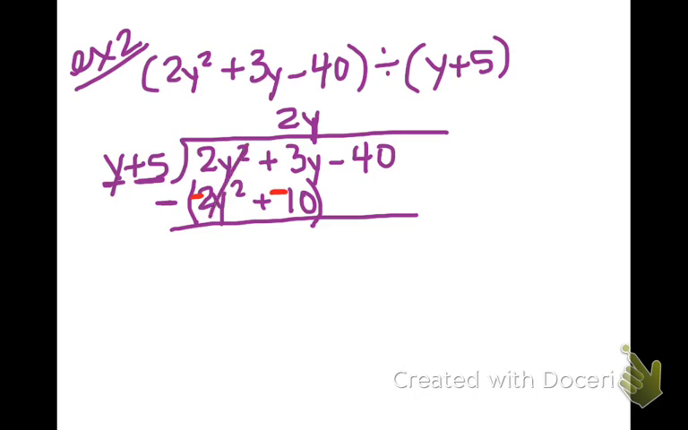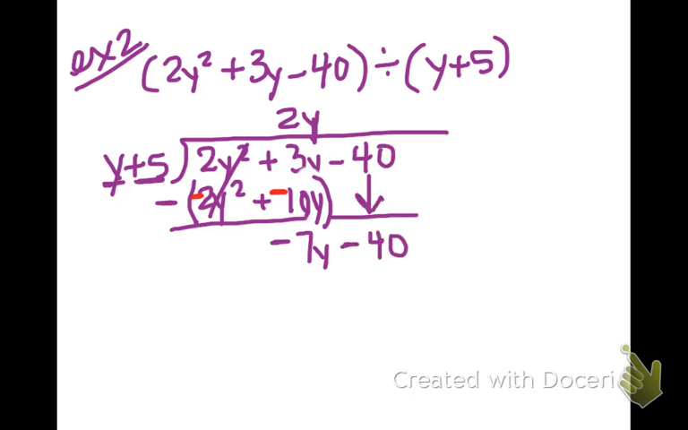A 3 plus a negative 10, or minus 10, is a negative, now, of course, look what I forgot. I always catch these things. Okay, so 3y minus 10y is a negative 7y, and then we'll bring down the minus 40.